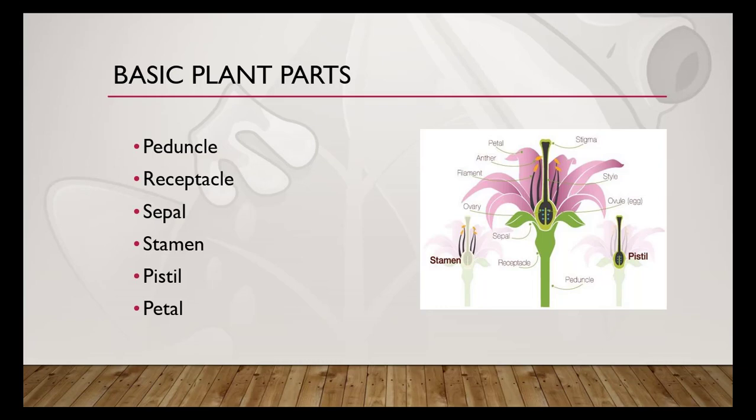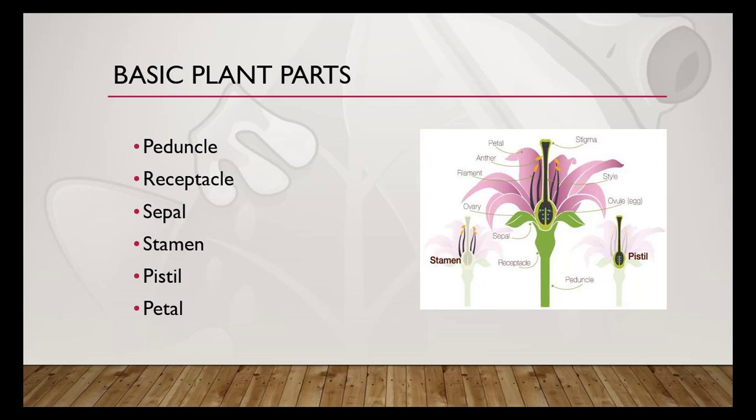The basic parts are the peduncle, or the stem of the individual flower that attaches to the plant stem, the receptacle, or the part of the flower where the rest of the parts are attached, the sepal, or the little leaflet-like structures that surround the base of the flower and also surround the flower bud before the flower blossoms. Then there's the pistil, or the female part of the flower, the stamen, or the male part of the flower, and finally, the petal, which is the pretty, colorful corolla usually surrounding the pistil and the stamen.